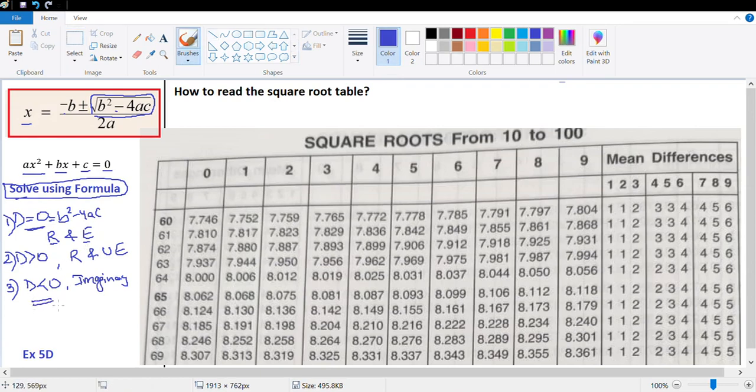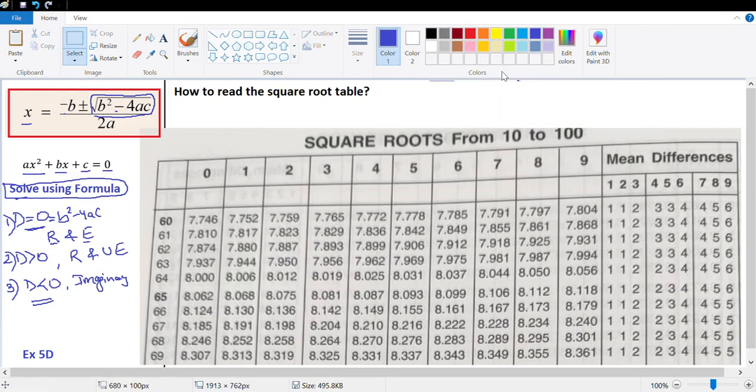Next, if d is less than 0, which means b square minus 4ac, the square root of it would be, let's say theoretically, negative 5. So this root of negative 5 is an imaginary number. That's why there is no possible solution which is a real number for this question.